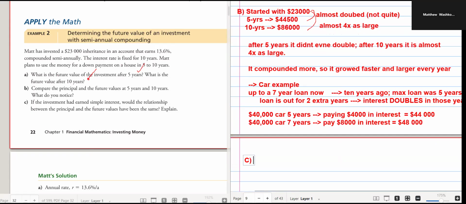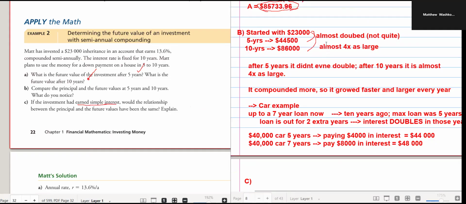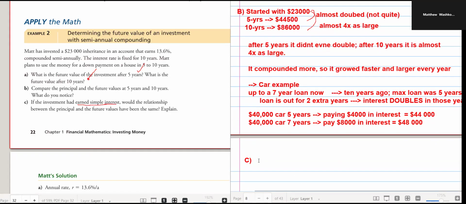Now, question C here. If the investment had earned simple interest, would the relationship between the principal and the future values have been the same? This isn't asking me to solve for simple interest. It asks me a theoretical question. What if we had solved for simple interest? Would this relationship, this accelerating growth, be the same?